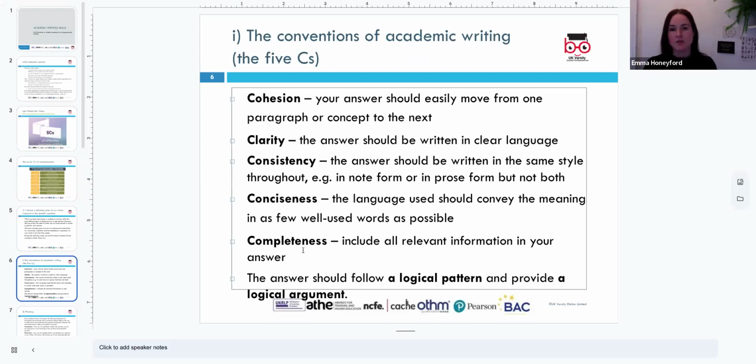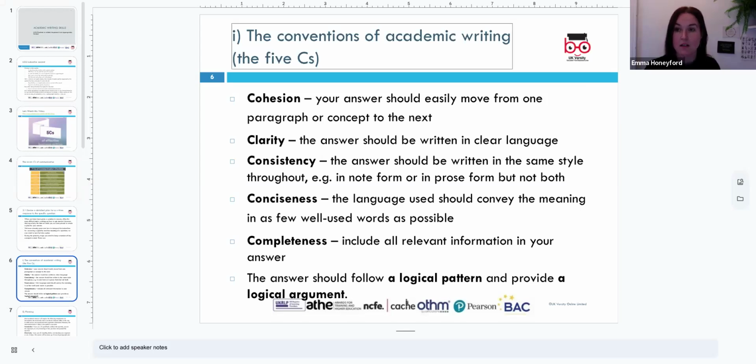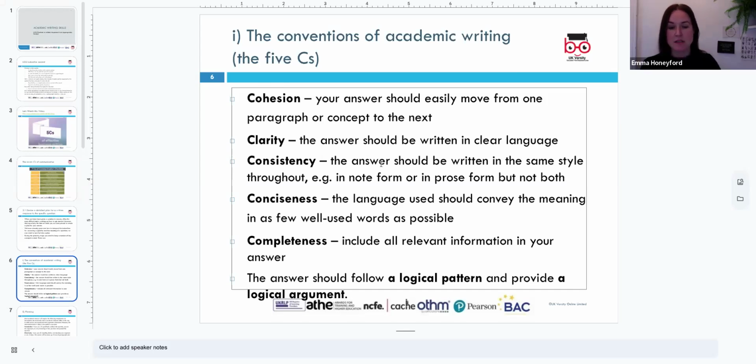These are the conventions for academic writing. They're known as the 5 C's: cohesion, clarity, consistency, conciseness, and completeness. Your answer should easily move from one paragraph or concept to the next. It should be clear. The answer should be written in clear language that's readable. Consistency: the answer should be written in the same style throughout, so keep a consistent tone.